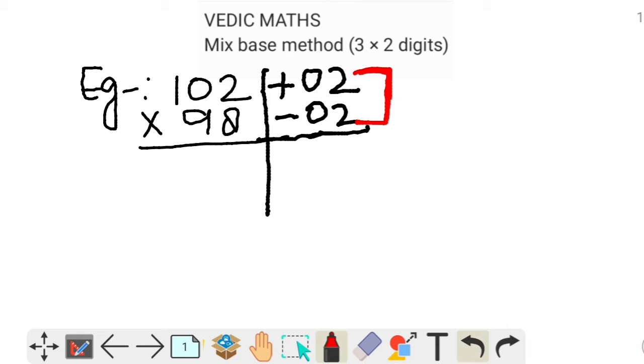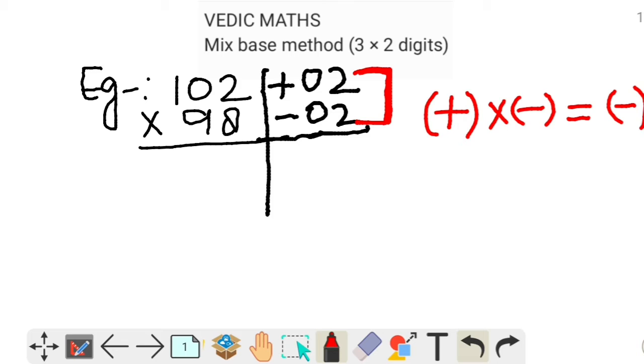Okay, in my last video I told you the rule that if we are multiplying these two signs, plus into minus, we will get minus. Now plus 02 into minus 02 is minus 04. And why are we writing two digits over here? Because I told you that when we are dealing with 3 digits, we have to compulsorily write 2 digits in one block. The same pattern applies over here too.